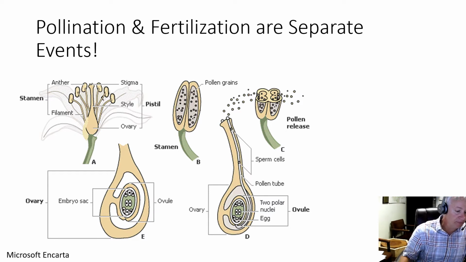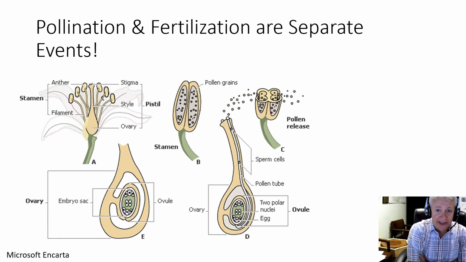And then the sperm cells migrate down the pollen tube, and the sperm cell fuses with the egg cell to produce the diploid zygote. So that's the formation of the zygote. And a second sperm cell fuses with polar nuclei to form endosperm. Endosperm is really important because that's essentially the food that the zygote uses as it's developing.